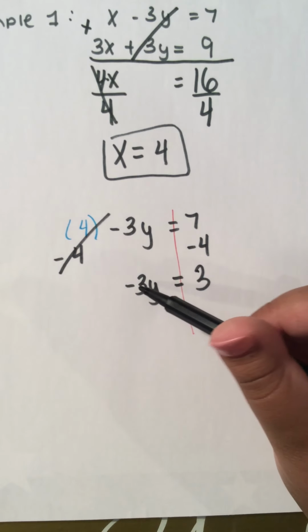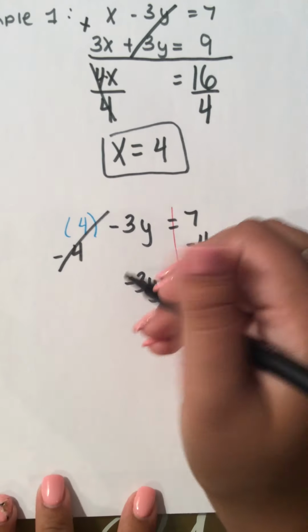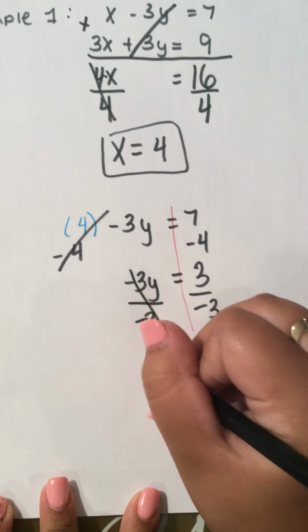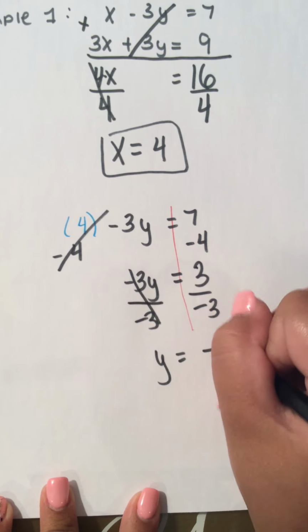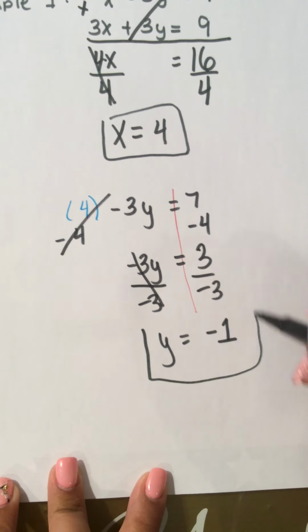And then I'm going to take negative 3 and y, since they're being multiplied, I'm actually going to divide, because again, remember the inverse operation of multiplication is division. So I'm going to divide by a negative 3 on both sides. Here they're going to cancel out, and I'm going to have y is equal to negative 1, because 3 divided by negative 3 is negative 1.